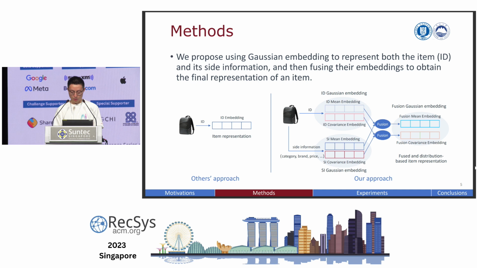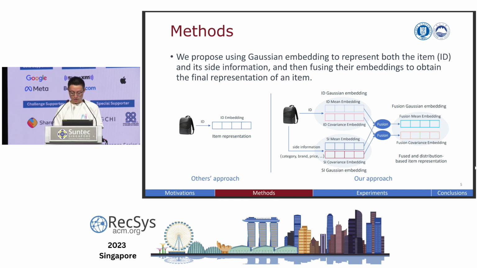To address the challenges of uncertainty modeling and the incorporation of side information, we have adopted a novel approach. Instead of using a single fixed vector, which is common in most methods, we represent both items and their associated side information using multidimensional Gaussian distributions. This probabilistic modeling approach allows us to effectively capture and represent uncertainty, leading to more accurate predictions of user behavior, especially in scenarios characterized by high levels of uncertainty.